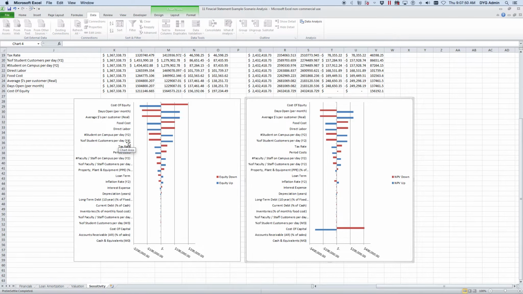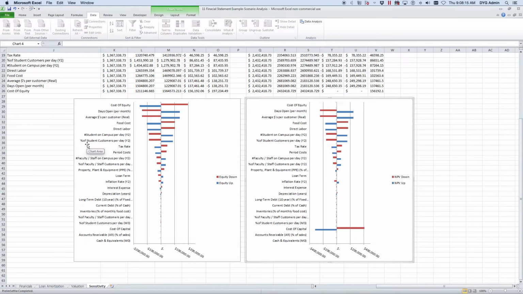Then we have the number of students on campus per day and the percent of student customers per day. Those are really a related factor, obviously. If we move one or move the other, we get sort of the same result. You can see that it moves everything. So we'll just pick one of those two. I'm going to work on the percent student customers per day for now because that's really our unknown, right? The number of students on campus in a day is going to move a little bit, but not a lot.